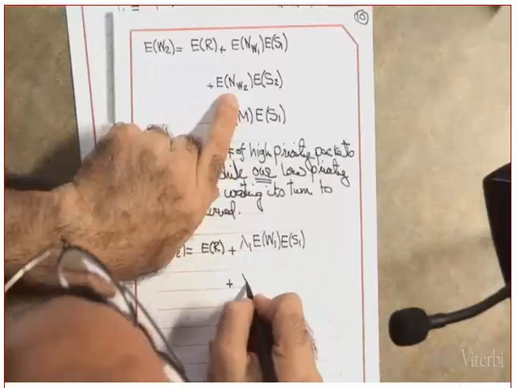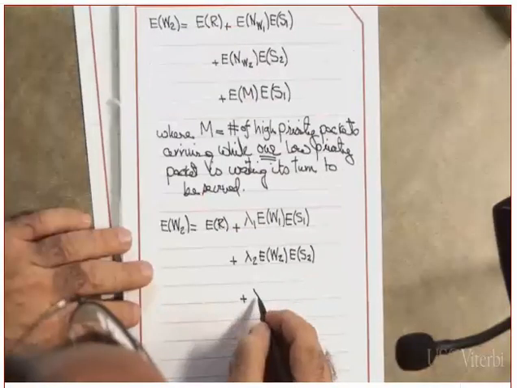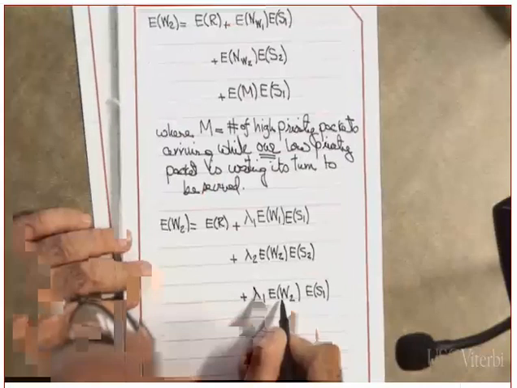Once you find E of R, you can plug it in here and find all of these things. For example, what is E of T2? It is E of W2 plus E of S2. What is E of T1? It is E of W1 plus E of S1. All of them require E of R. So once you find E of R, you go and plug it in.